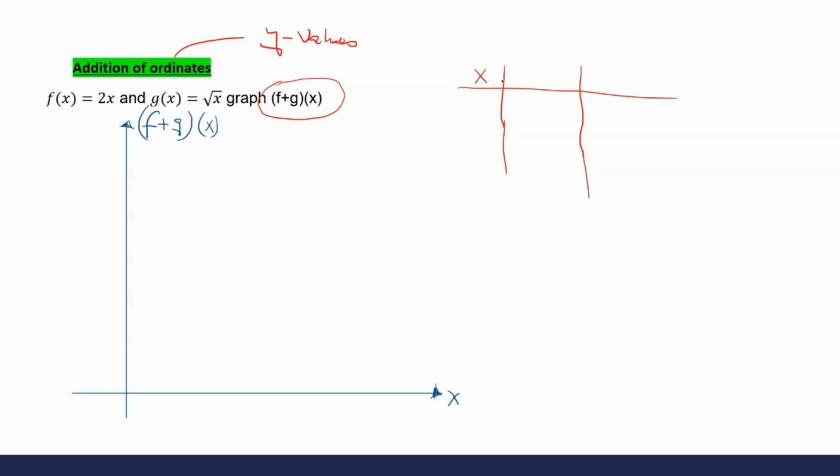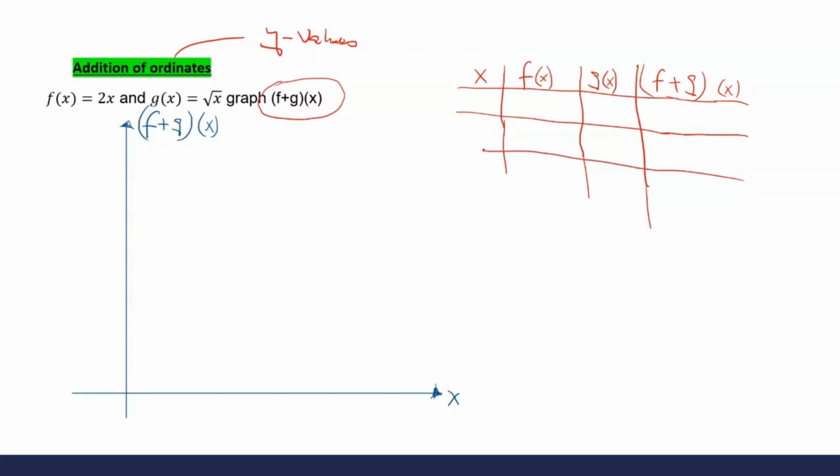Whether you're doing the product or addition or subtraction of ordinates or the y values, it's better to form a table of values and substitute in. So let's choose a set of x values. We're going to put f of x, g of x, and the addition of the two, so f plus g of x. Whether it's addition or the product, it's done the same way.